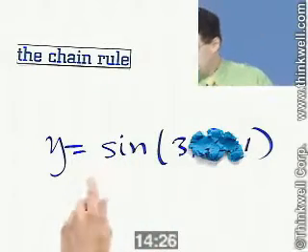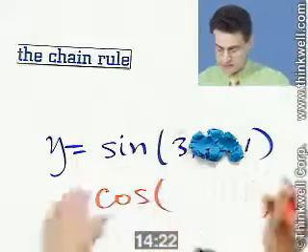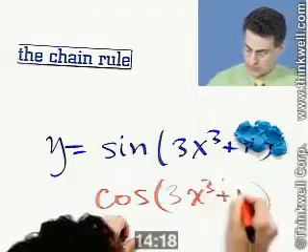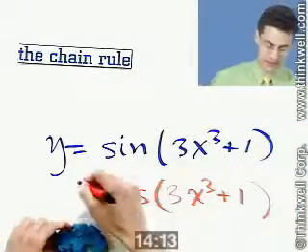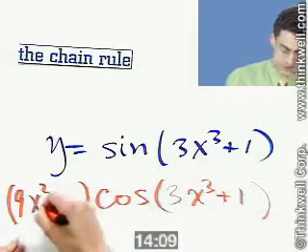So take the derivative of the outside. So the derivative of sine of blob is actually cosine of blob. So it's cosine of blob. And what's the blob? The blob is going to be 3x cubed plus 1. And then you multiply that by the derivative of the inside. And the derivative of that turns out to be just, let's see, 9x squared plus 0.